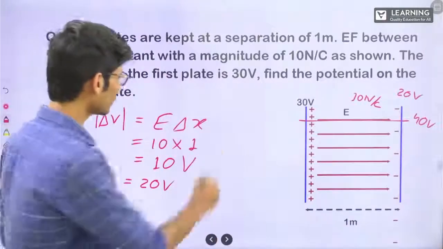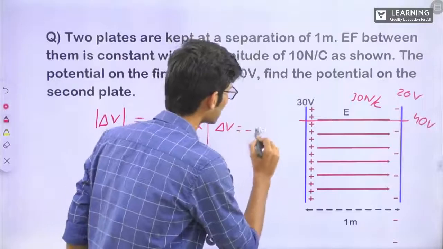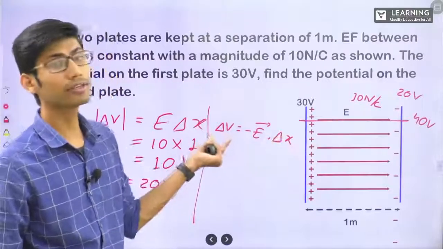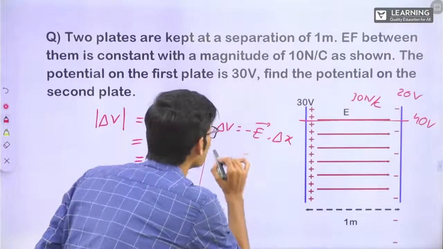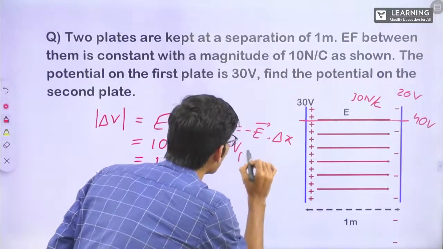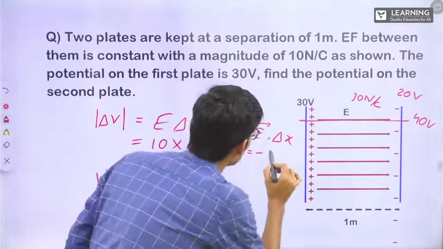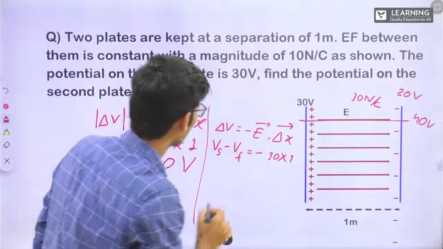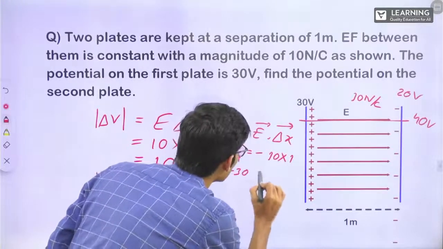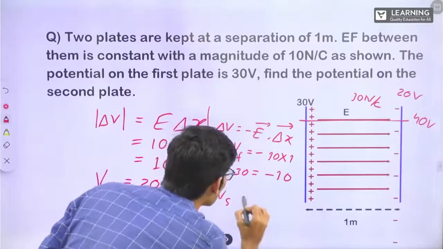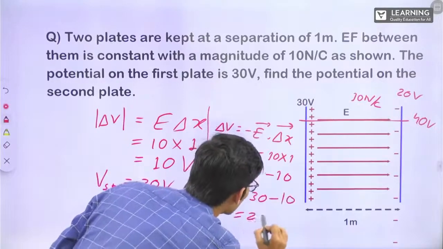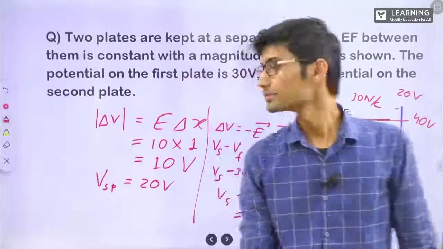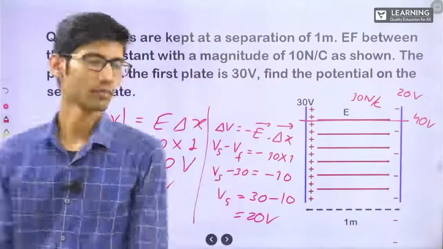All right. You can do it another way also. Delta V is equal to minus E vector dot dx vector. This delta V is VB minus VA. That means V on second plate minus V on first plate is equal to minus, again 10 into 1, cos 0 is 1. V on first plate is 30, so Vs minus 30 is equal to minus 10. Vs is equal to 30 minus 10, that is equal to 20 volt. You can do it this way also, not a problem. But this I feel is easier. Alright. Next.